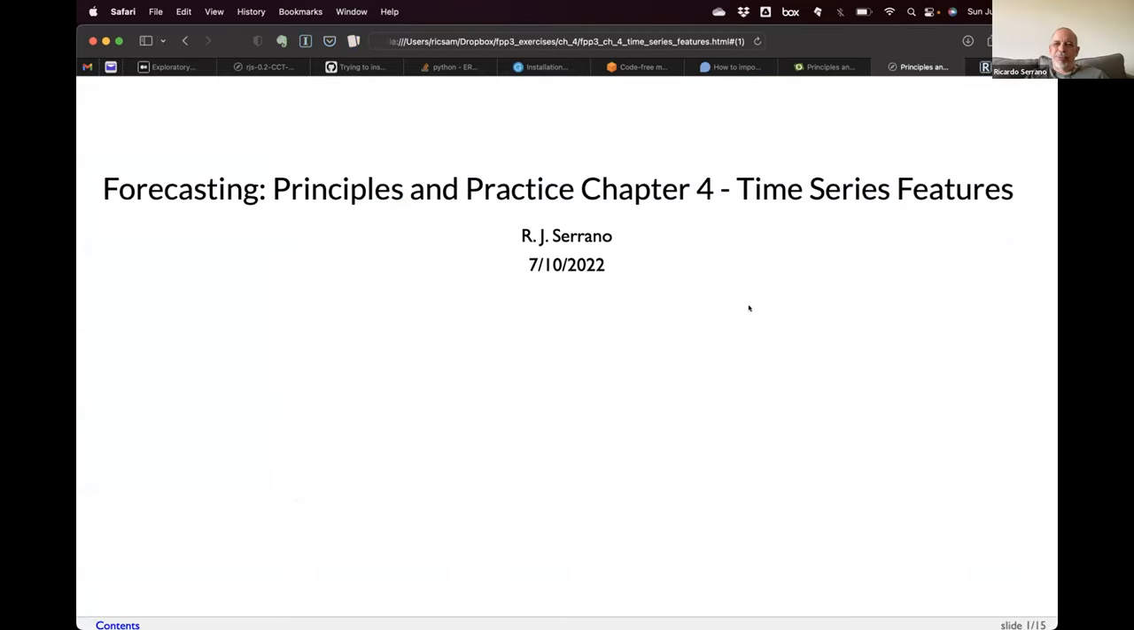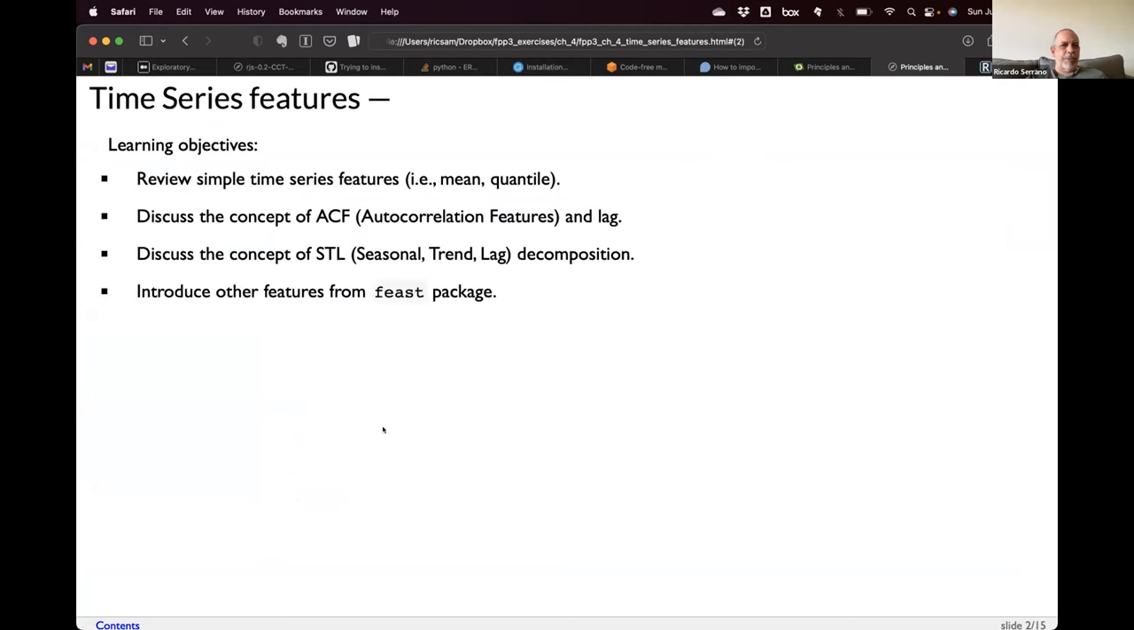Okay, so this is chapter four, and the main topic is time series features. Let me position this video here. This chapter is divided into sections; I repurposed it for the learning objectives, following the format that the book clubs are recommending. But these are basically the sections of this chapter.